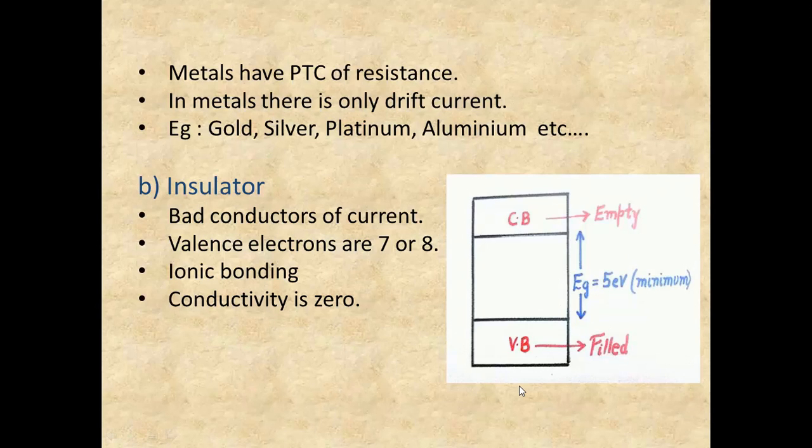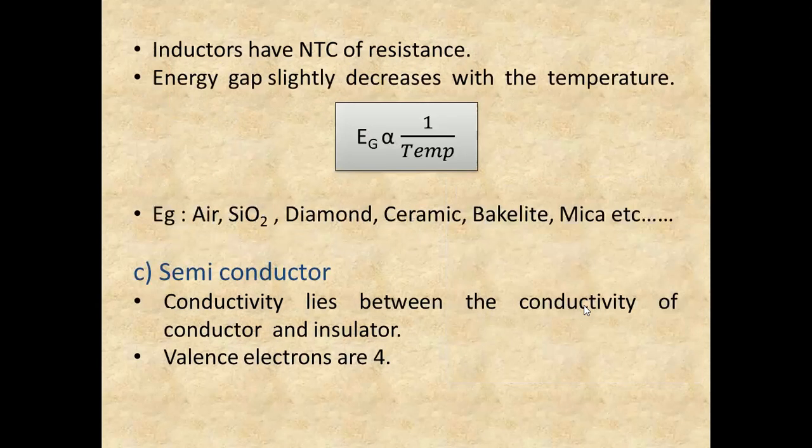You can see that in an insulator the energy gap between the valence band and the conduction band should be a minimum of 5 electron volt. It's a need, I mean it's the minimum energy gap in an insulator. Okay, moving to the next slide.